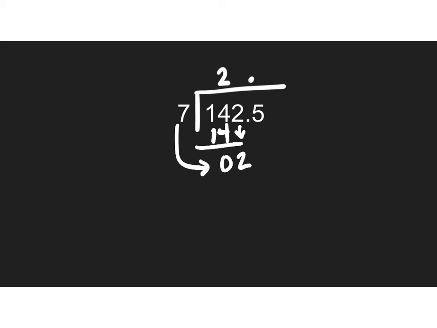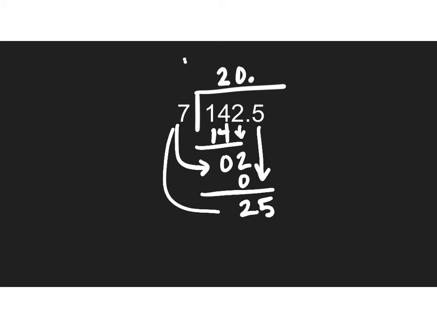7 goes into 2. How many groups of 7 can I make out of 2? Oops, the answer is 0. 0 times 7 is 0. I'm going to subtract again and bring down. How many times does 7 go into 25? Let's see, 7 times 4 is 28, so that's too much. I'm going to go with 3. 7 times 3 is 21. I'm going to subtract, and I'll bring down a 0.